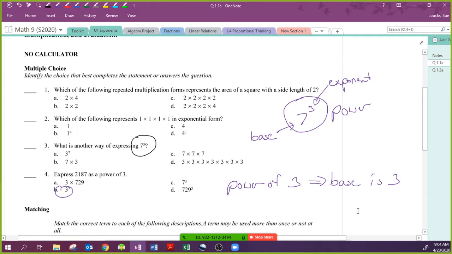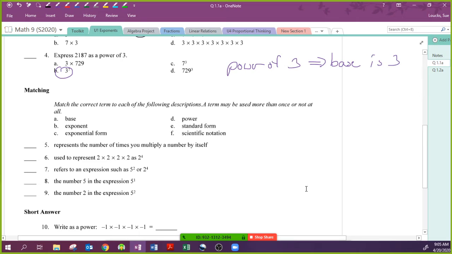So when we say something is a power of 3, we're talking about the base. All right. So for that one, it has to be B. That's the only one that has 3 as a base. And you'll notice that because this test would have been done without a calculator, so you don't actually know which one is 2,187, but it doesn't matter because that's the only one that's got a base of 3.